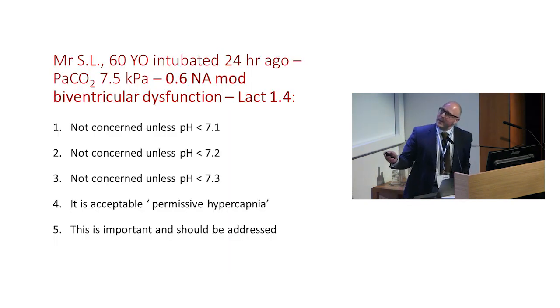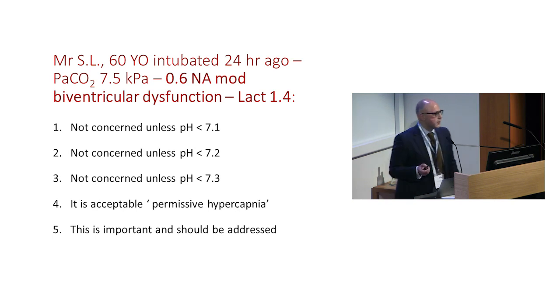But now this patient, the same patient with the same gas, has got 0.6 of noradrenaline, has got biventricular dysfunction, but lactate is still about 1.4, though slightly going up. Same questions again. Let's vote now. What do you think?